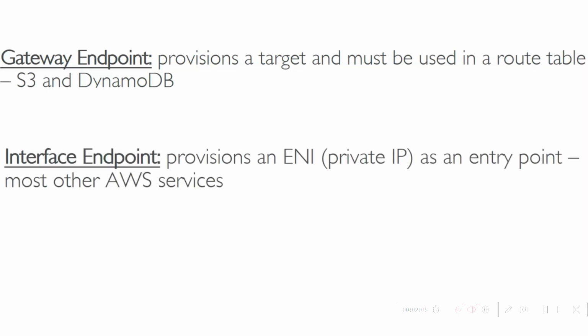And the second type is interface endpoints, which provision an elastic network interface, that means ENI, in your respective subnet and attach a private IP to it. With the help of an interface endpoint, you can access most of the AWS services. In fact, AWS has recently launched interface endpoint support for S3. And in the future, most likely the gateway endpoint will go away and the only remaining endpoint type will be the interface endpoint.